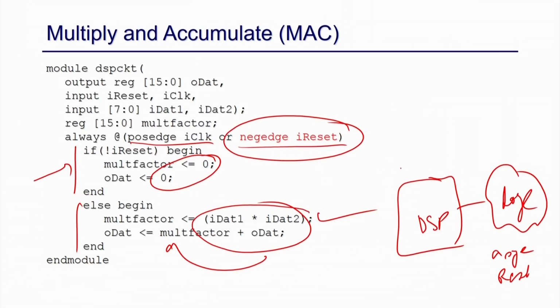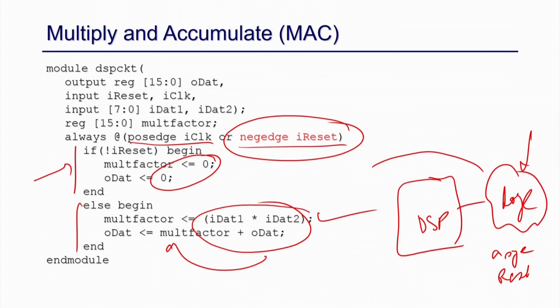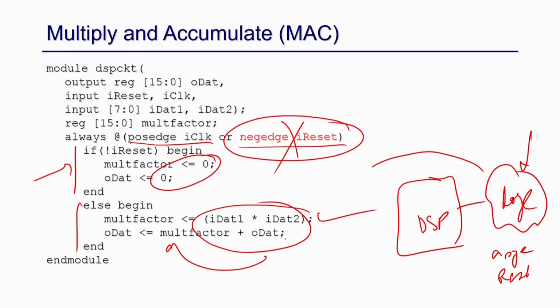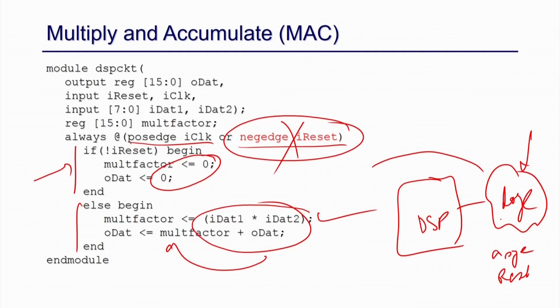So, this has to be there so that you can do this asynchronously. This will create extra area, right, it will need extra area. If you just do the synchronous reset, that means this is not there, then I need only one DSP. All this reset logic will be mapped to the same DSP, but if you have this asynchronous reset, then this extra logic has to be mapped into LUTs.